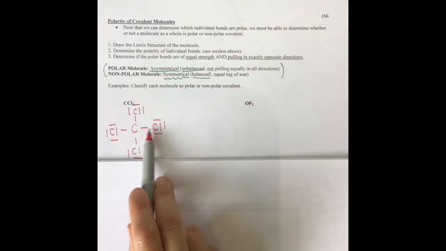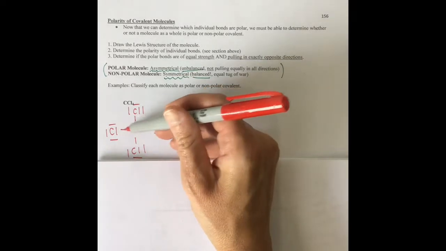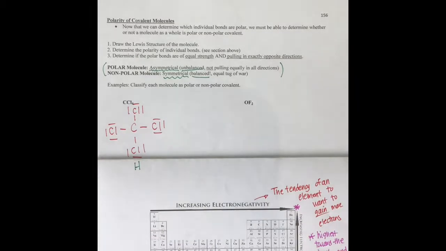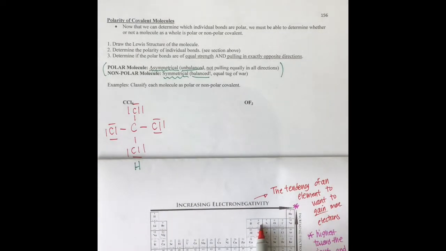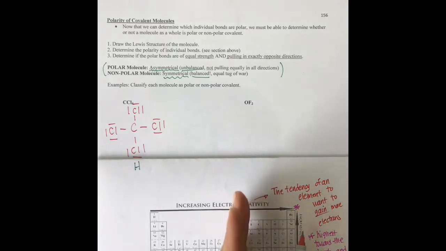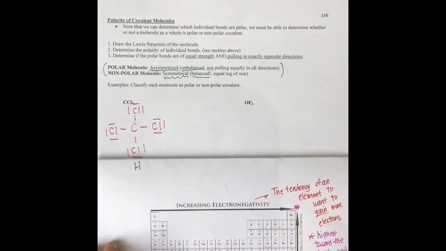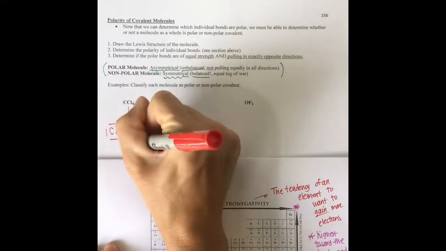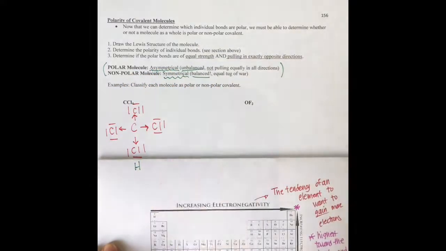Now we're going to determine the individual bonds, what we did in the last section. We're going to determine who pulls harder on this bond, this bond, this bond, and this bond. And you can quickly do that on your table by looking at where carbon is and where chlorine is. I would say in this case, because chlorine is so much further to the right, the chlorines are going to have a harder pull. They have a greater electronegativity. All right, so that's kind of review.